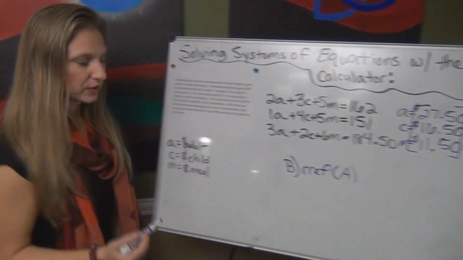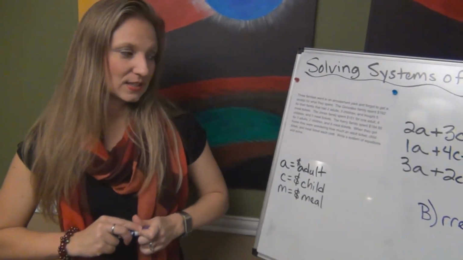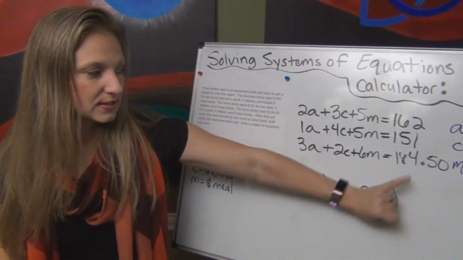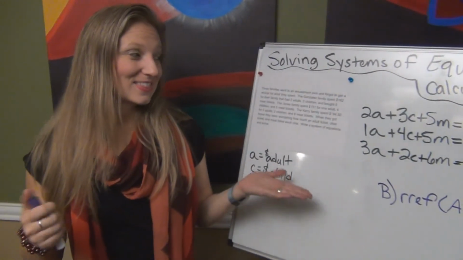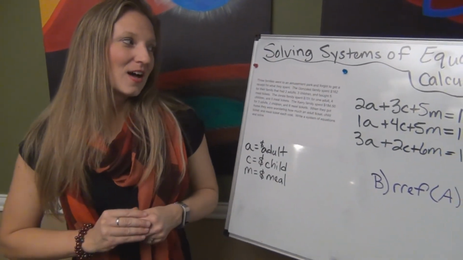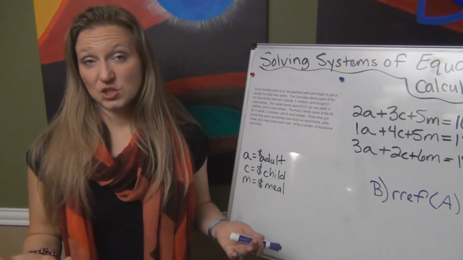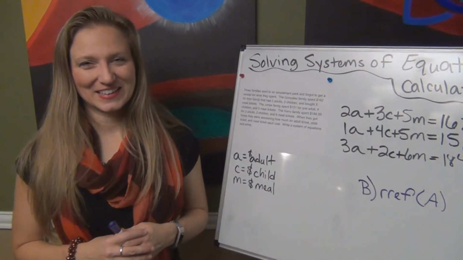So the key to remembering what you're doing is look for option number B of RREF. Make sure you carefully put all of your coefficients in matrix C and your constants at the very end. And this is obviously a much faster way of solving systems of equations than doing it by hand if you can use a calculator on the test.